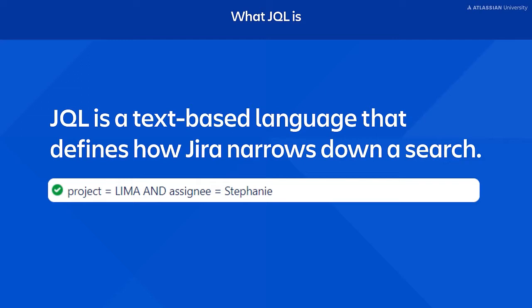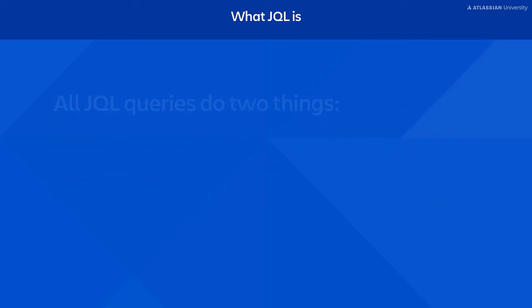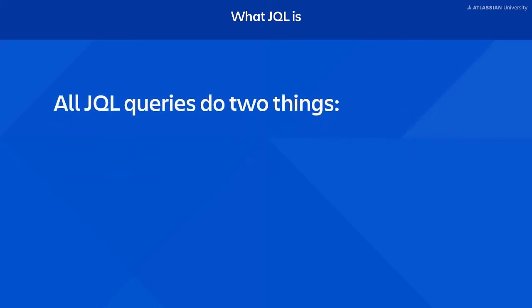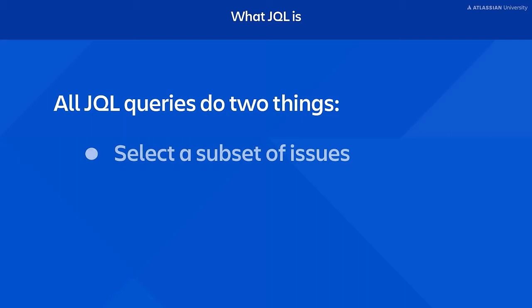You can search for complicated criteria that can't be defined with a quick or basic search. All JQL queries do two things. They select a subset of issues and order the results. JQL queries support complex searches to help you find issue data across multiple fields in multiple projects. Okay, now let's have a look at how to access JQL searches.